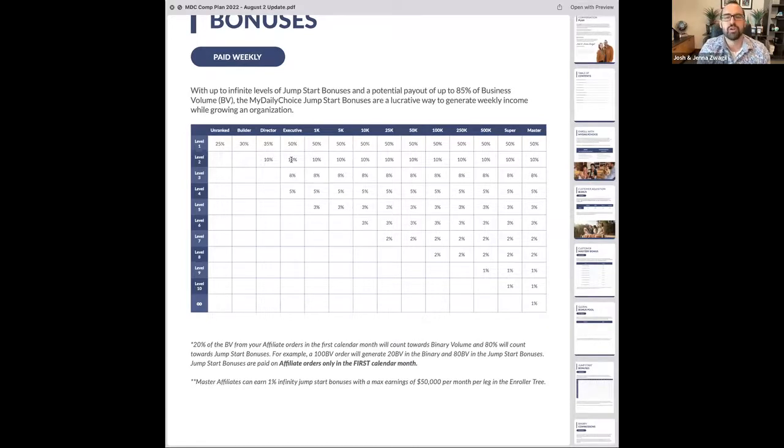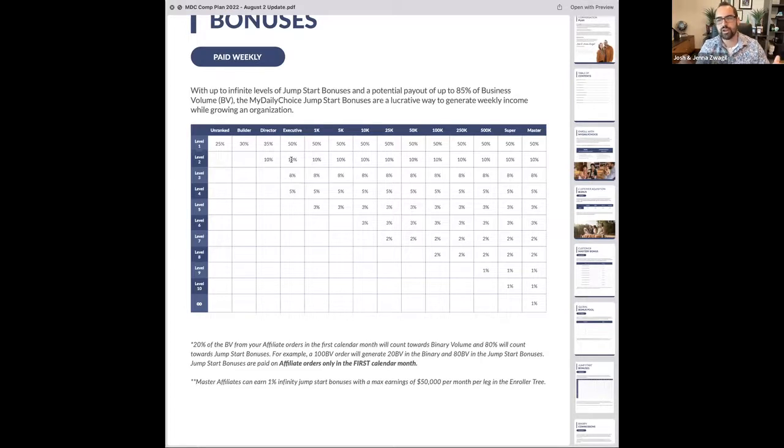And so another misconception about binaries is you have to be perfectly balanced to make money. Maybe in some comp plans, but not here, because this is based on your unilevel. So whether you have leaders on your left leg, right leg, whether you're balanced, not balanced, your Jumpstart's totally based on the unilevel. So we're going to talk about this towards the end.